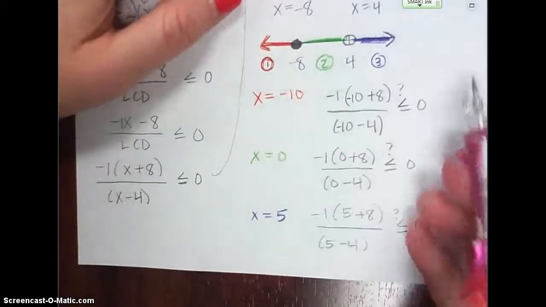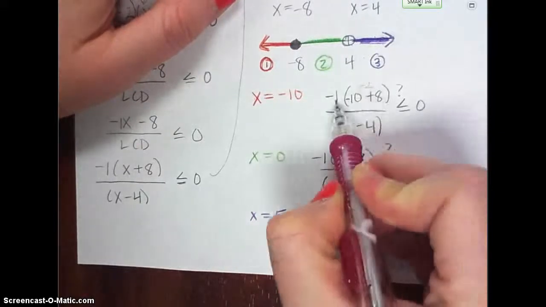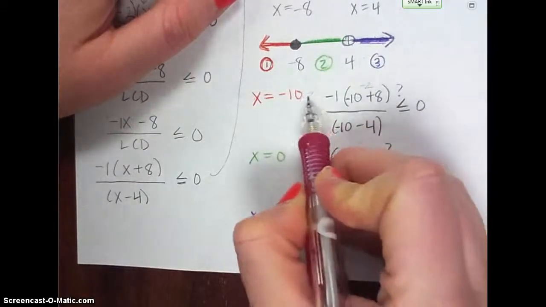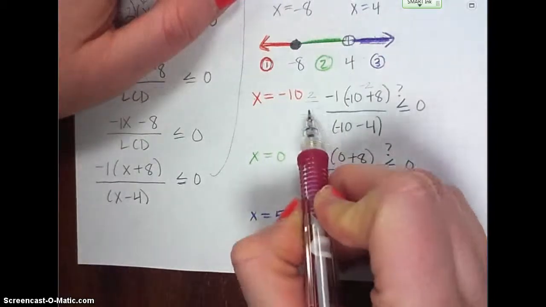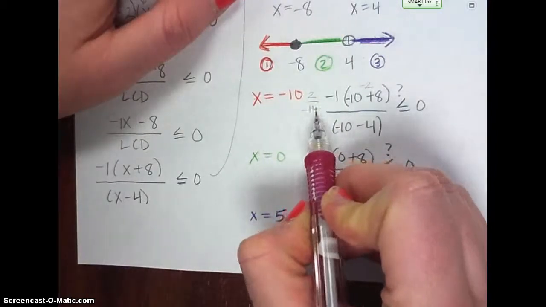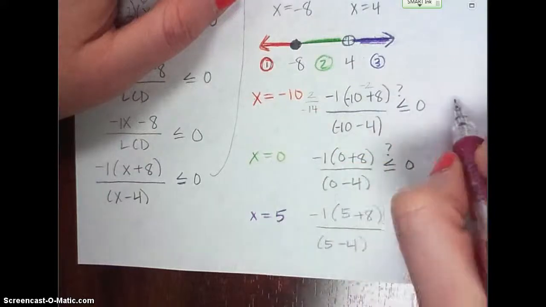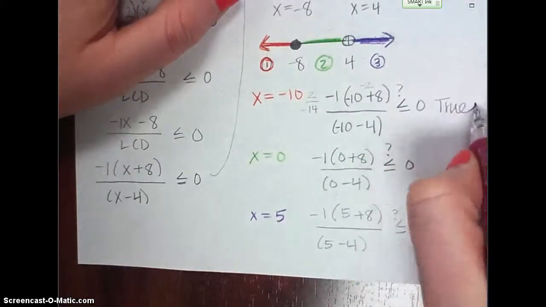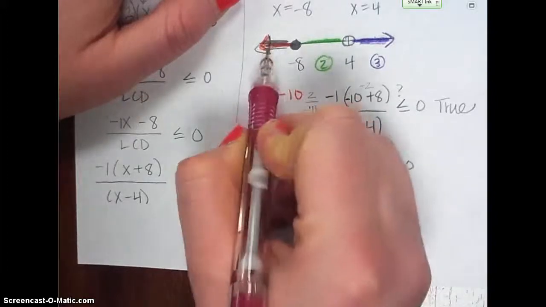equal to 0. So here we have -10 times 8, that's a -2. -1 times -2 is +2. Over -10 minus 4 would be -14. So this would reduce to 1 over -7, which is less than 0. So this is true. So if it's true, that means I can shade this interval.